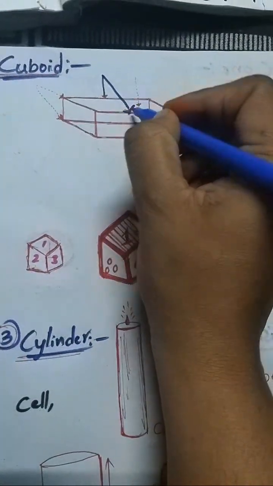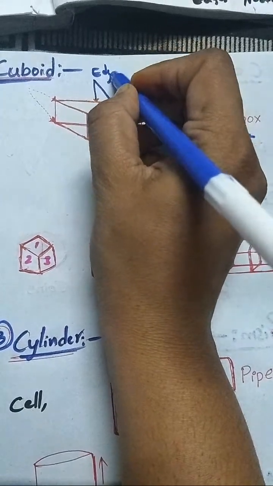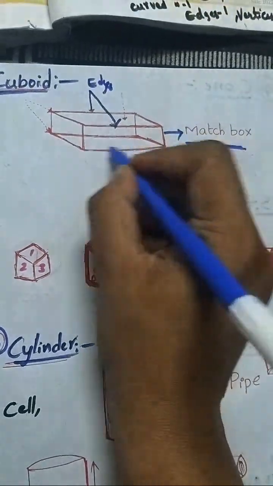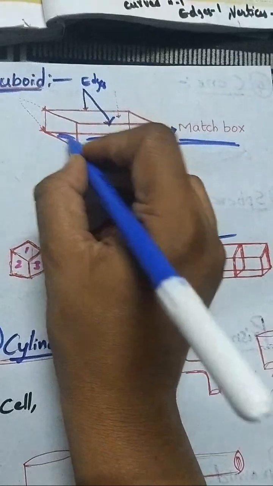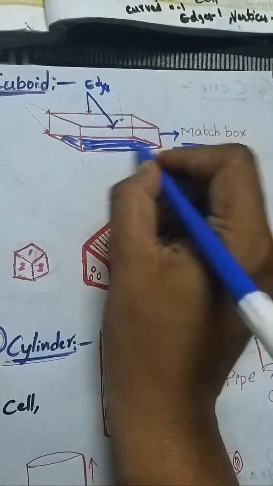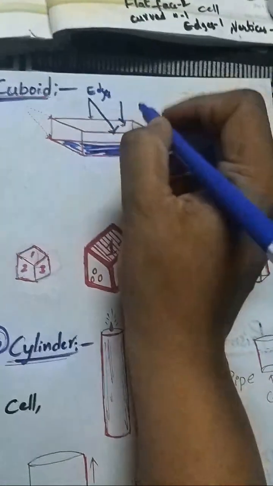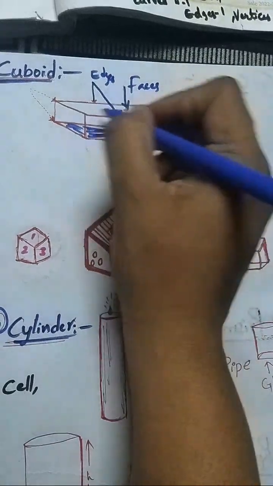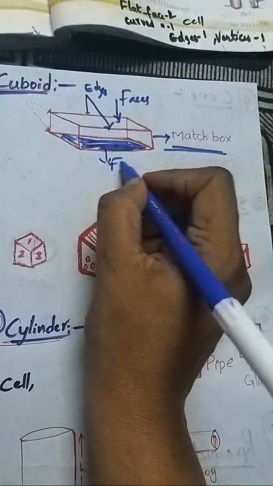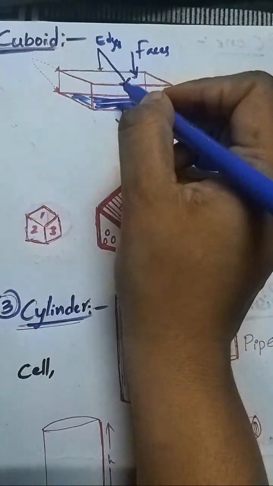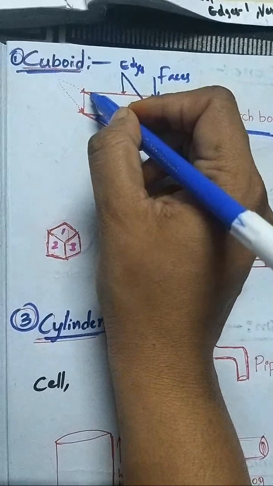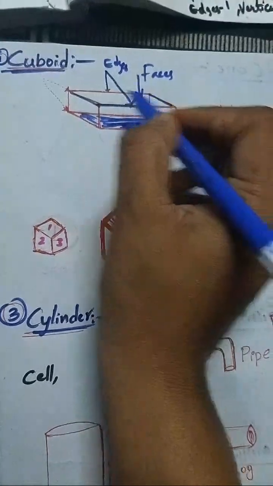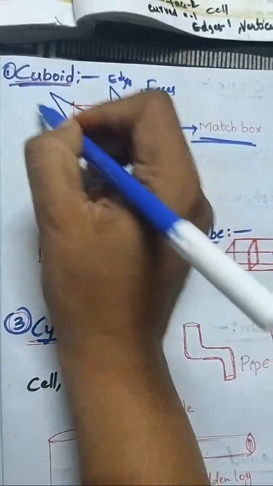Here are edges. We say it as edges. And this is face 1, and here also the base is there. This is the base of the matchbox, colored with blue. These are faces. This is the top of the matchbox, and this is the bottom of the matchbox. This is another face. And now what are the vertices? These are the vertices. These points are vertices. We call them vertices.